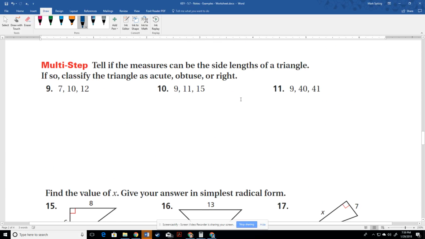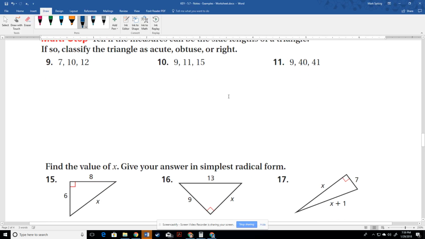Okay, tell if they're going to be the side lengths of a triangle. If so, classify it. So as long as the two smallest sides are bigger than the third, we're good. So basically, yes, it can be a triangle. Yes, it can be a triangle, and yes, it can be a triangle. Okay, so now we've got to classify it. So basically what we're doing is we're just separating a squared on one side and c squared on the other.